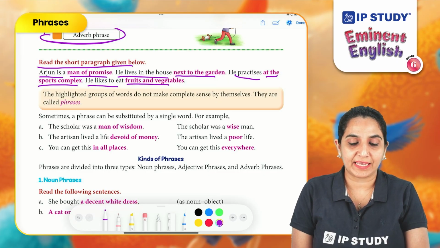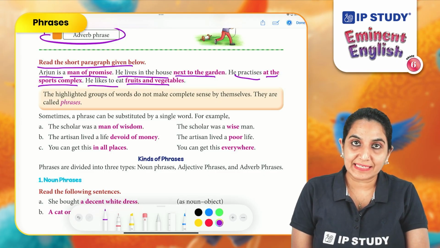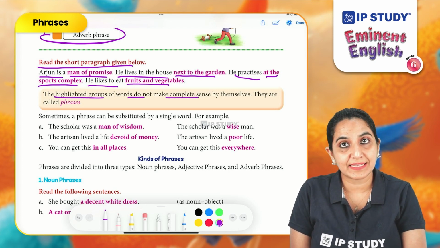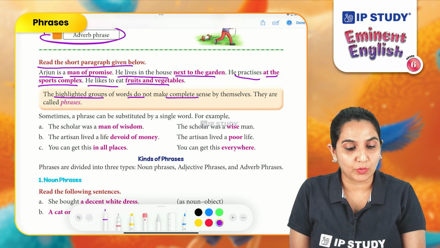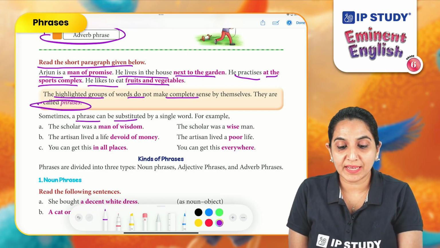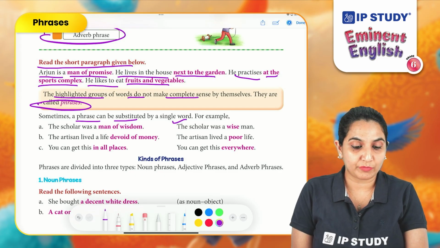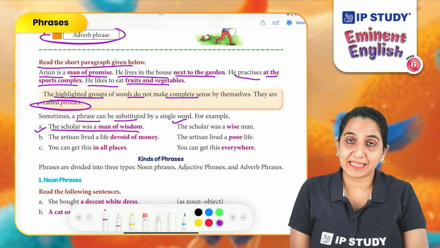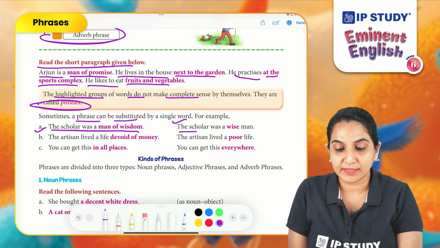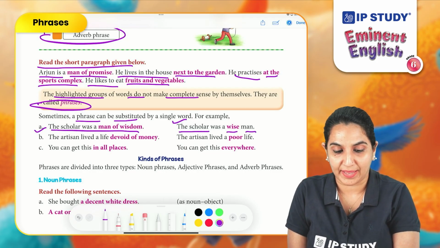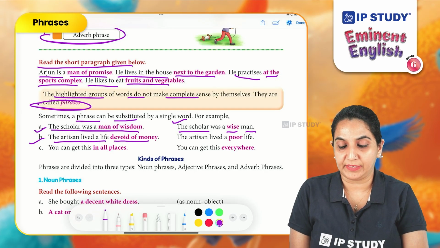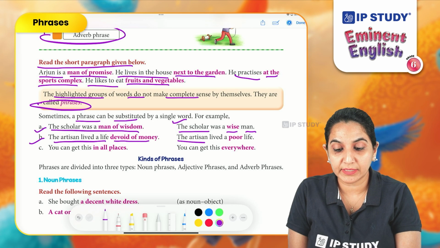They have meaning and they are a part of a sentence. The highlighted groups of words do not make complete sense by themselves. They are called phrases. A phrase can be substituted by a single word as well. For example, the scholar was a man of wisdom. Instead of this, we can also say the scholar was a wise man. The artisan lived a life devoid of money. The artisan lived a poor life.